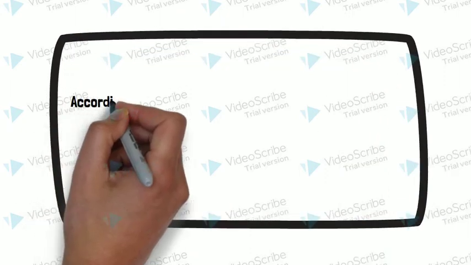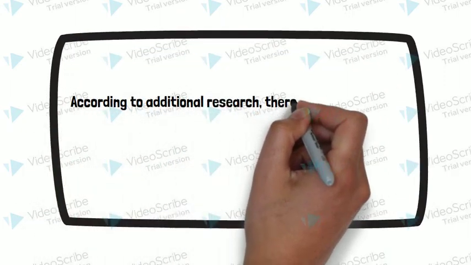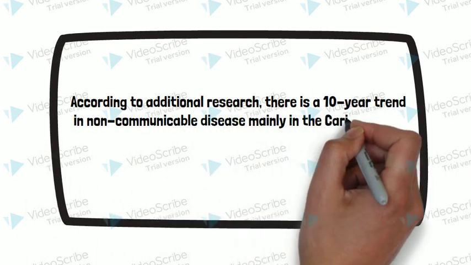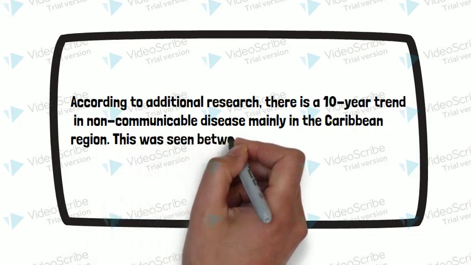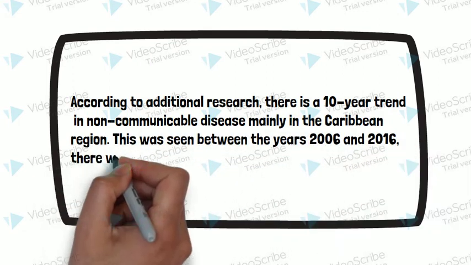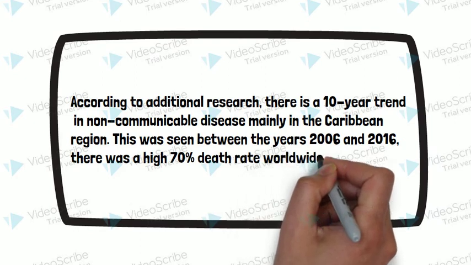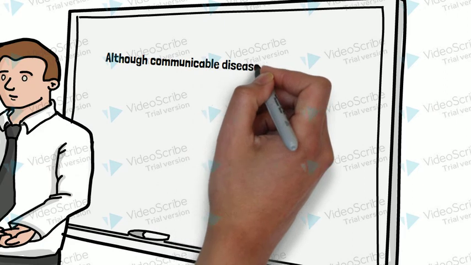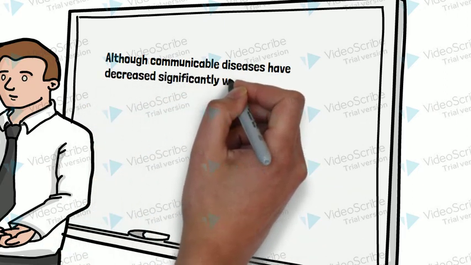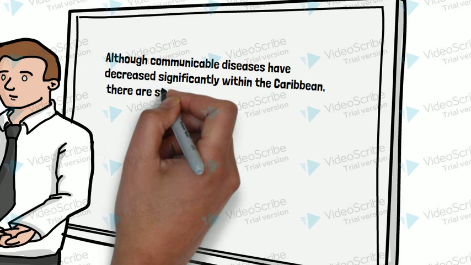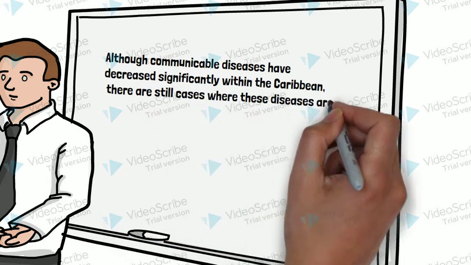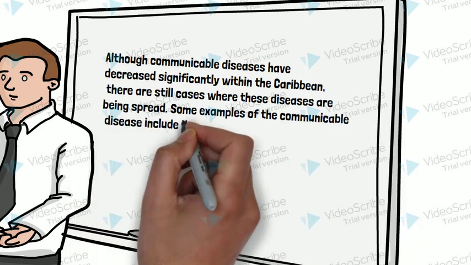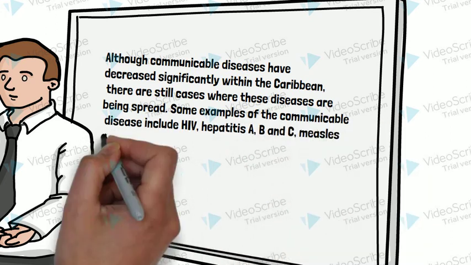According to additional researchers, there is a 10-year trend in non-communicable diseases mainly in the Caribbean. This was seen between the years 2006 and 2016. There was a high 70% death rate worldwide. Although communicable diseases have decreased significantly within the Caribbean, there are still cases where these diseases are being spread. Some examples of communicable disease include HIV, hepatitis A, B, and C, measles, and blood-borne illnesses.